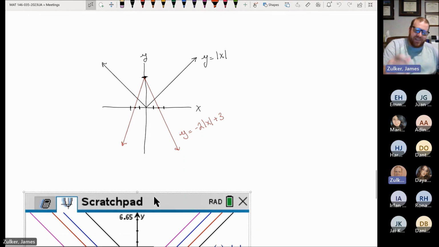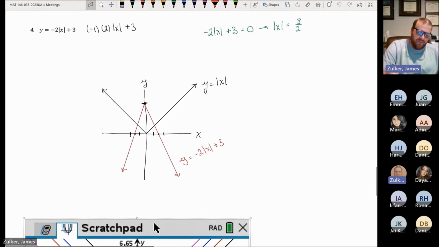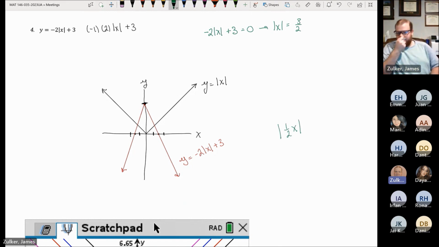It would be something like this. So if I wanted to stretch this horizontally instead of vertically by a factor of 2, I would do this: absolute value of 1/2 x. This would be a horizontal stretch by a factor of 2.